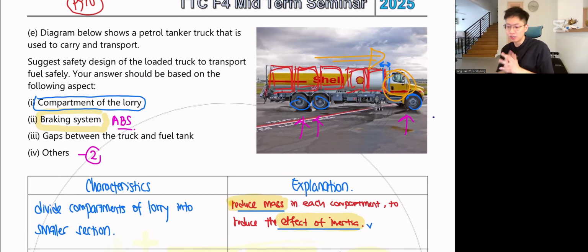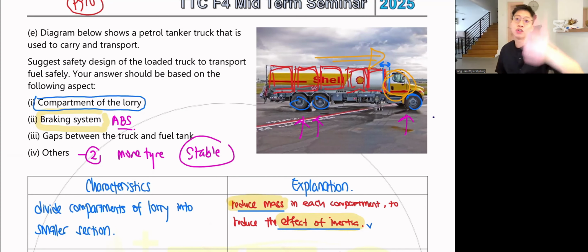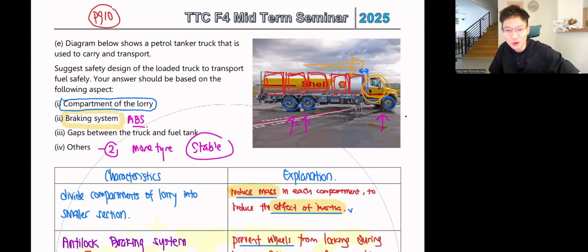Okay, so some students will just say, okay, your answer will be like, more tires, then you just write stable. Guys, if you write more tires and then you straight write stable, do you think your teacher will give you marks or not? Why more stable? Don't, lah. No, no, no, guys.